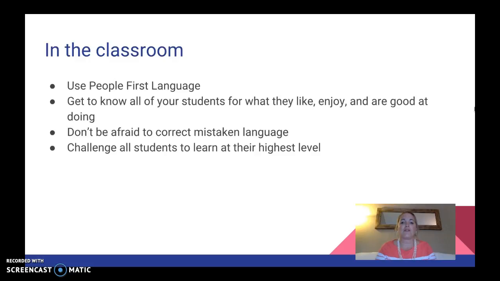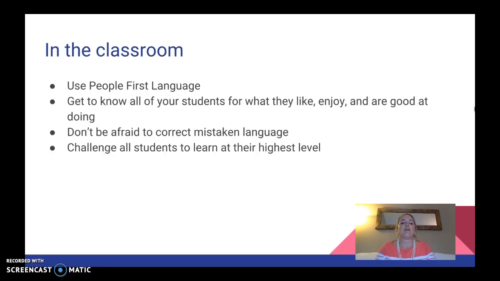Get to know all of your students for what they like, enjoy, and what they are all good at doing. And so it's not necessarily something that you're singling out specific students so that you can appropriately use this kind of language. Don't be afraid to correct mistaken language. We know that our students are going to still use certain language because of how they've heard it growing up, because of what they either hear in the home or they've heard in the media. And so we need to make sure that we're willing to correct our students too in their use of language.